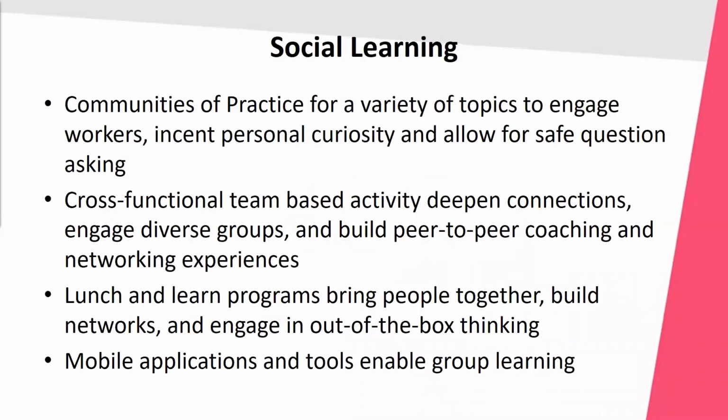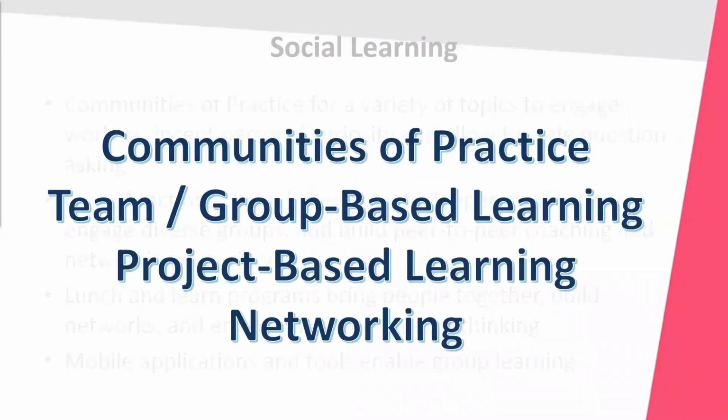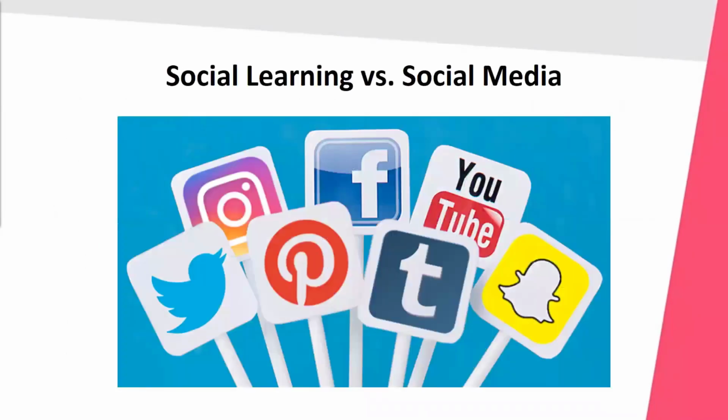So as you might expect, the third place we looked and asked folks about was what they were doing in their social learning strategy. And just like in formal and informal learning, we saw a lot of things that we anticipated we were going to see. We saw a lot of folks talking about communities of practice and group-based learning, project-based learning, networking, those kind of things. But we also had a lot of folks that started talking about social media. So using Facebook, Instagram, Twitter, YouTube, all these other kind of social media tools, and saying that their social learning strategy was simply using these social media tools.